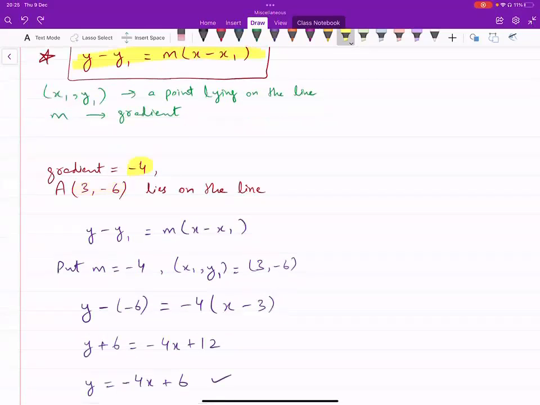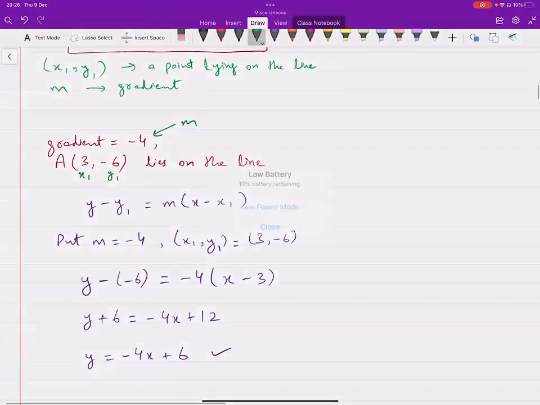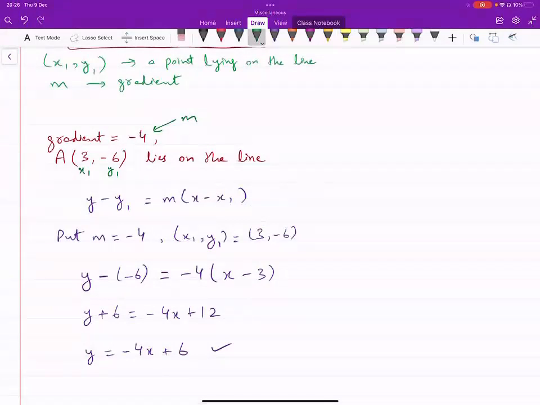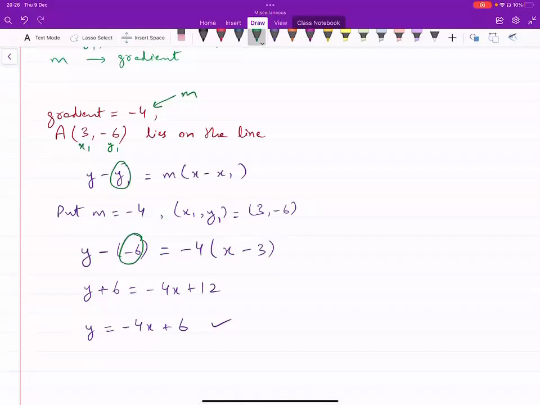What you can do is you can say gradient is -4. आपको उसने दिया हुआ है, so -4 is basically the value of m. (3, -6): these are x1 and y1. You've got this form, which is y minus y1 equals m into x minus x1. इसके अंदर values input कर दे. In place of y1, you input -6. In place of m, you input -4. And in place of x1, you input 3. आपने values input कर दी.